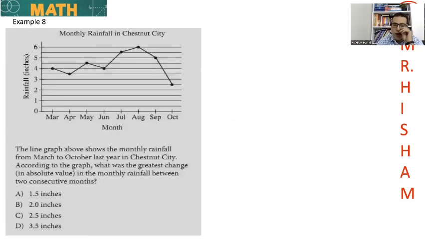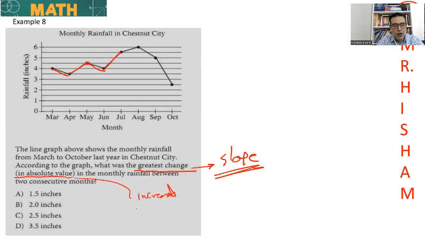Example 8. The line graph above shows the monthly rainfall from March to October last year in Chinston City. According to the graph, what was the greatest change? And by the greatest change here, I mean the greatest slope, since it's a graph represented by a line graph. So we are looking for the greatest slope change in absolute value. And by absolute value here, I mean increasing or decreasing.